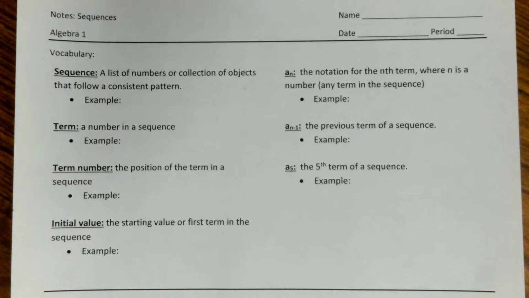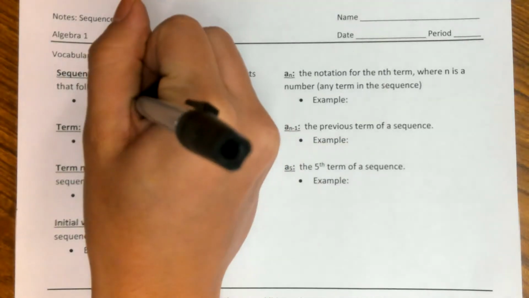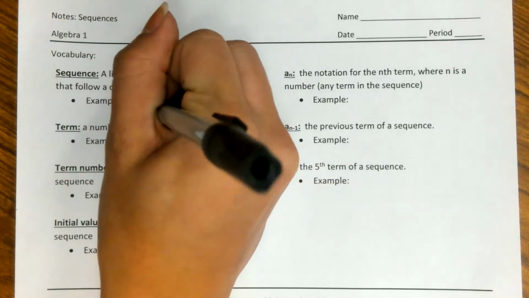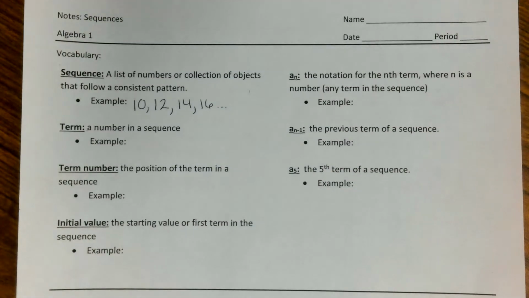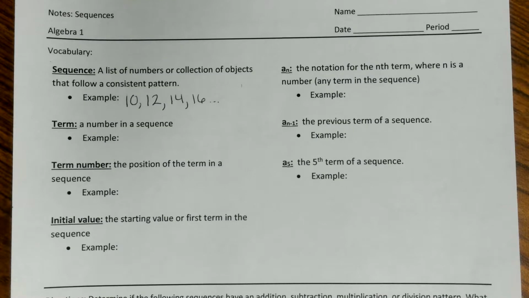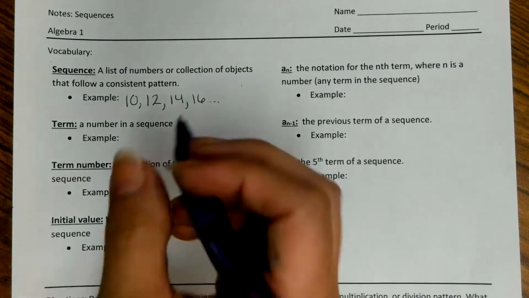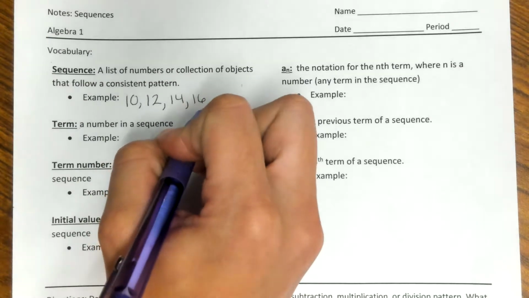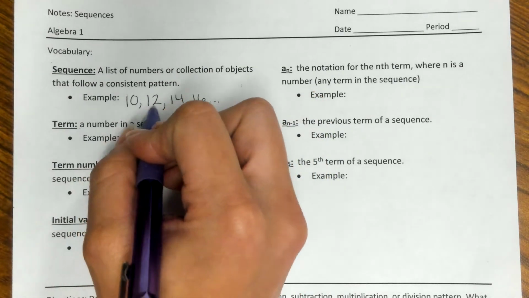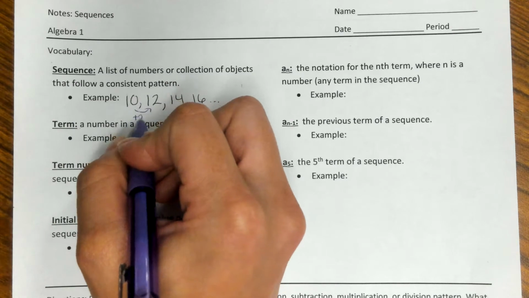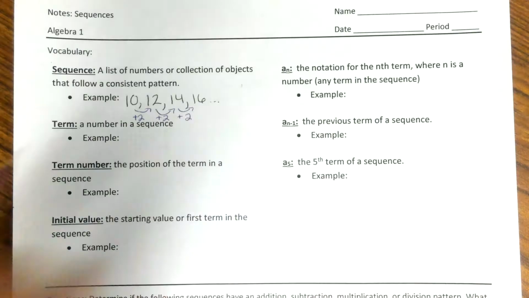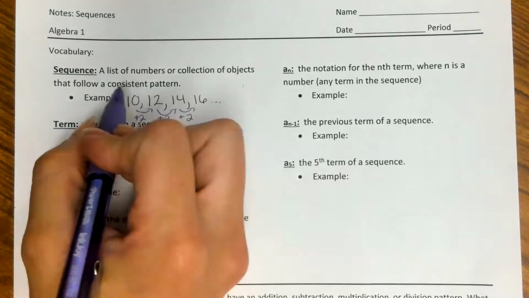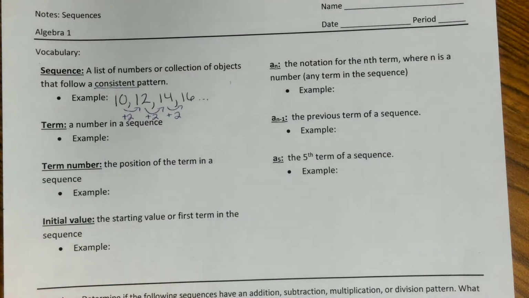So an example of a list of numbers that follows a consistent pattern is 10, 12, 14, 16, and so on. Okay, this has a pattern because to get to the next number, we have to add 2. So that's our pattern. We're adding 2 each time. That's what makes this a sequence, is that we're consistently adding 2.